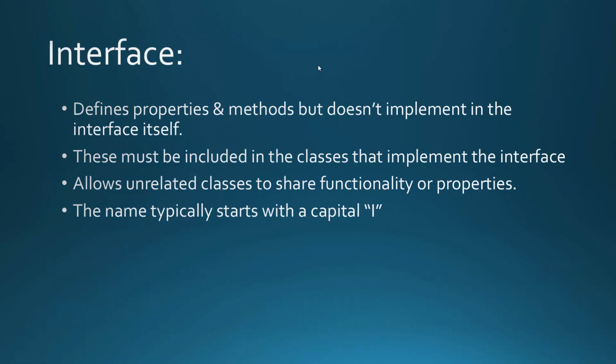An interface defines the properties and methods, but it doesn't implement them in the interface itself. Those are actually included in the classes that are going to implement the interface. And it allows unrelated classes to share functionality or properties. And just a side note, the name typically starts with a capital I.